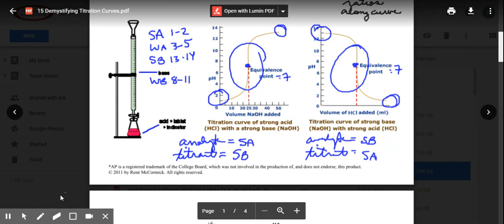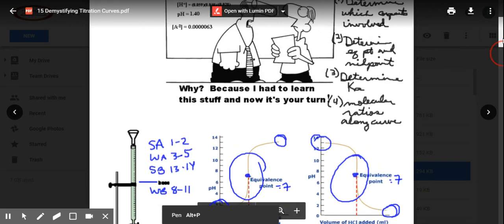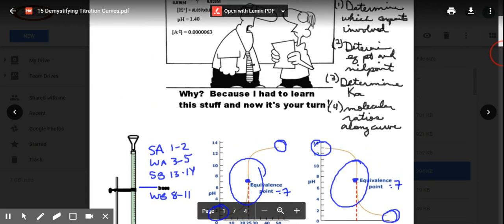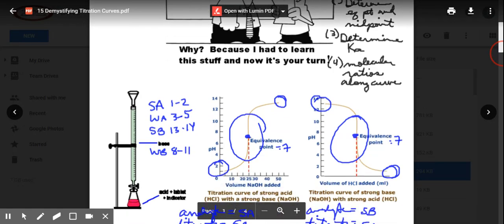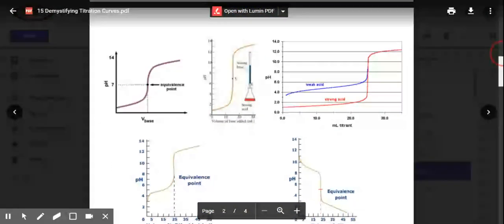Okay, so let me see what we've taken care of here. All right, determine the Ka and molecular ratios. I want to go to another thing here.